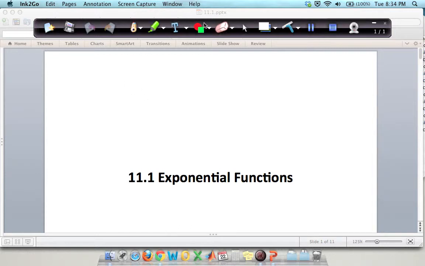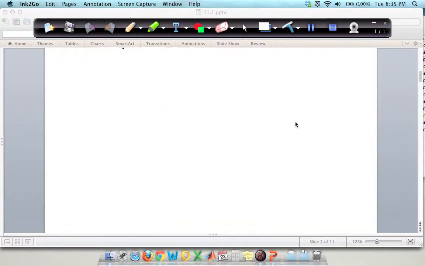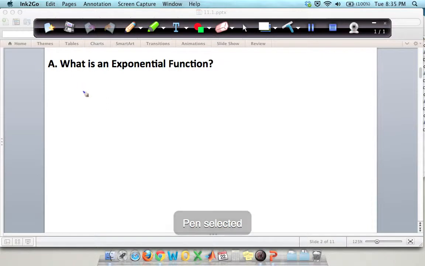Okay, in 11.1 we're going to talk about what is an exponential function. So let's just start with that. So this is a function, so I'm going to write it as f of x equals b, so some number raised to the x power. So in this case our variable is actually in the exponent. This is the first time we've had that.